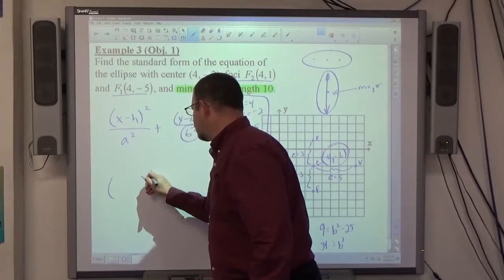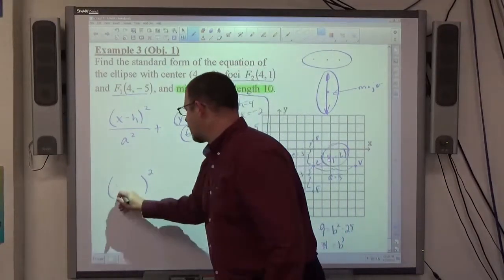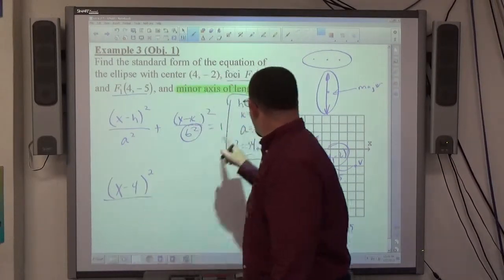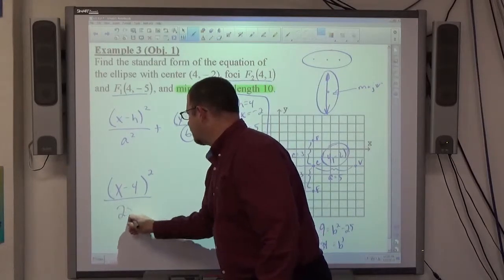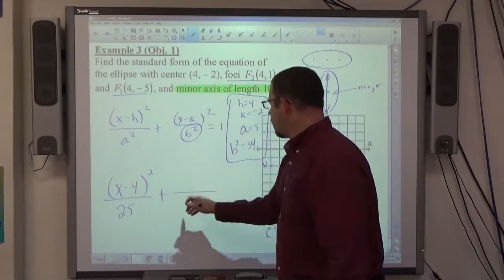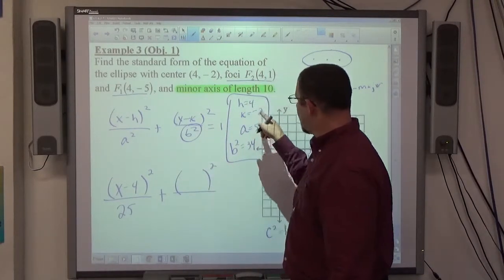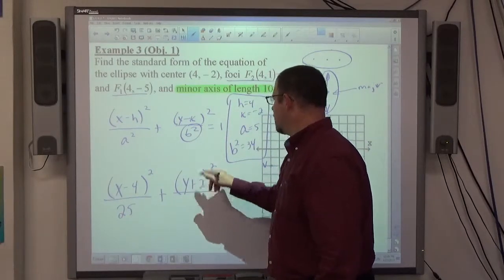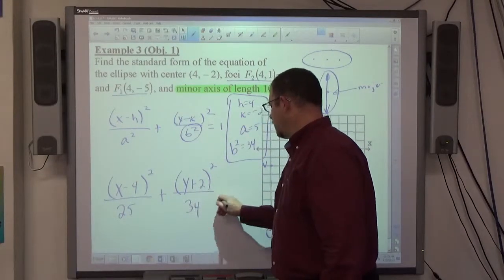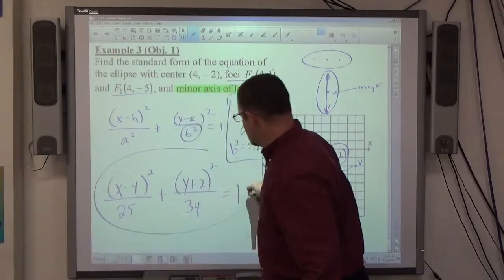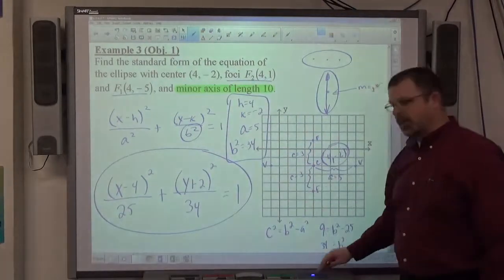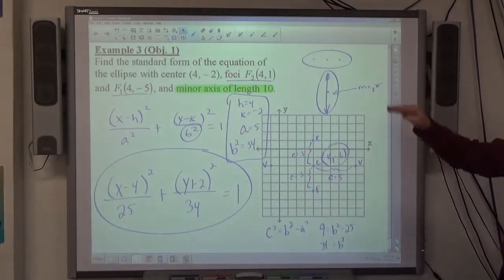So (x minus h) squared, that's going to be (x minus 4) squared. A squared, 5 squared is 25, plus we have (y minus k) squared. k is -2, so it'll be (y plus 2) squared. b squared is 34. Equals 1, and there is your ellipse in standard form that meets all that criteria.